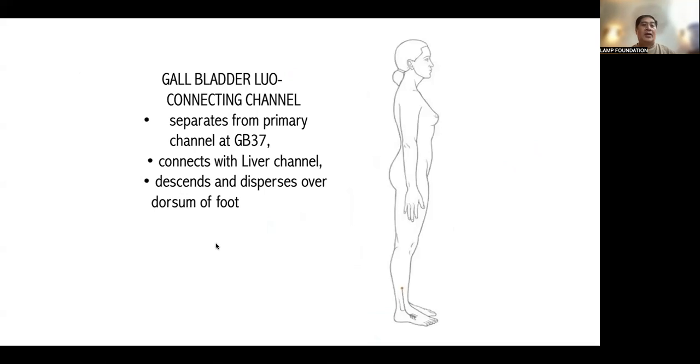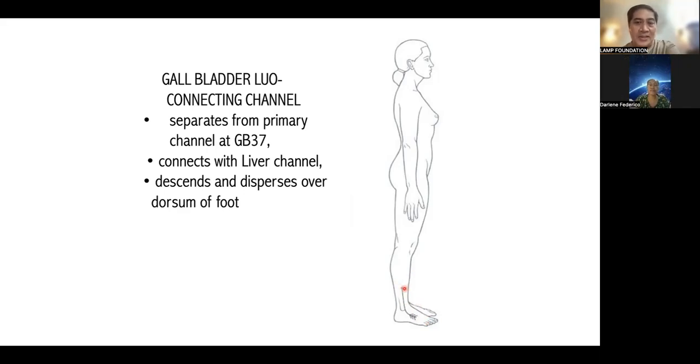Now let's go to the luo connecting channel of the gallbladder. Okay, all you have to remember here is the point GB37, because the luo channel separates from the primary channel at this point, gallbladder 37, on the lateral aspect of the lower leg, connecting with the liver channel at liver 3. So if you remember, these are very, very important points. And your patient will love you for really needling these points. The channel proceeds downward and it disperses over the dorsum of the foot.